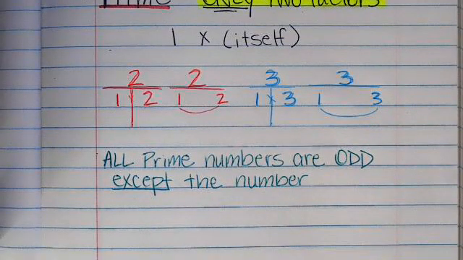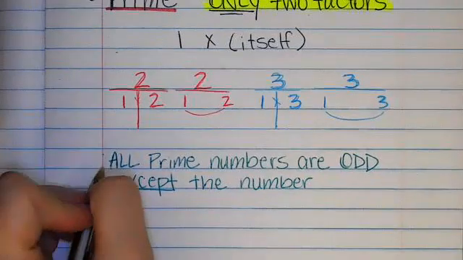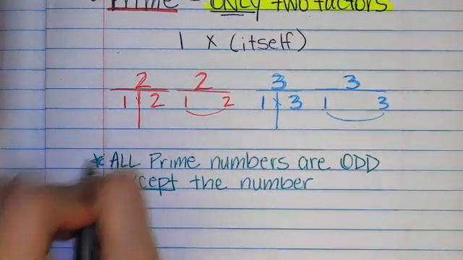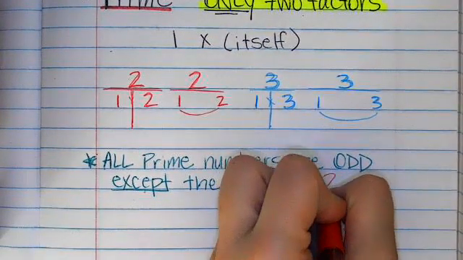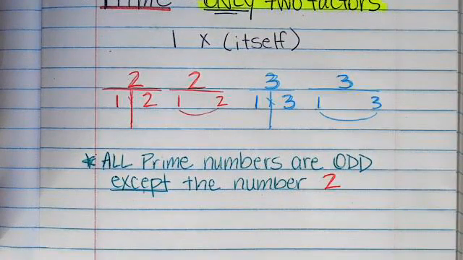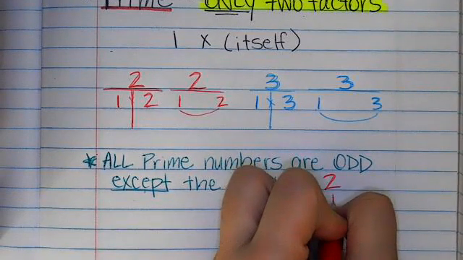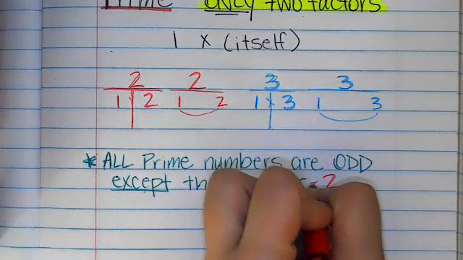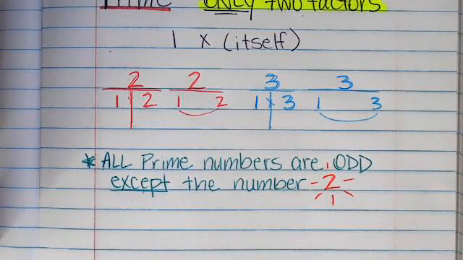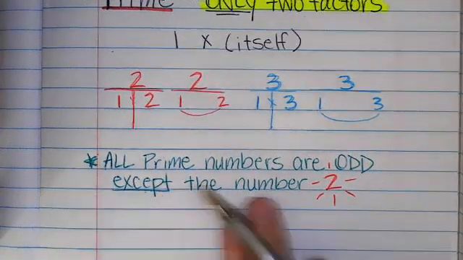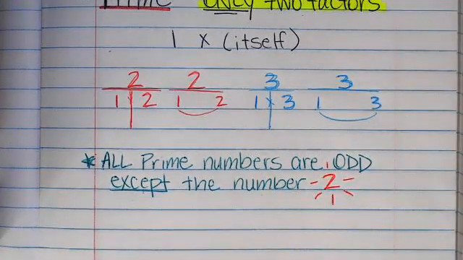I want to go on and note, however, that all prime numbers are odd, except for the number 2. That does not mean that every odd number is prime. Nope, do not get that confused. Not every odd number is prime, but all the prime numbers happen to be odd except for the number 2. 2 is the only even prime number. So it's a good guess that when you're looking for prime numbers, they're going to be odd, all except for the number 2 itself.